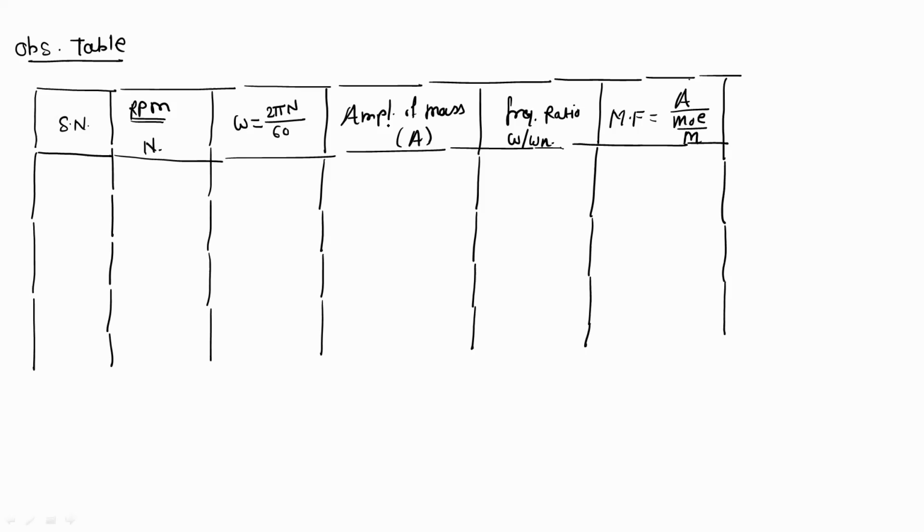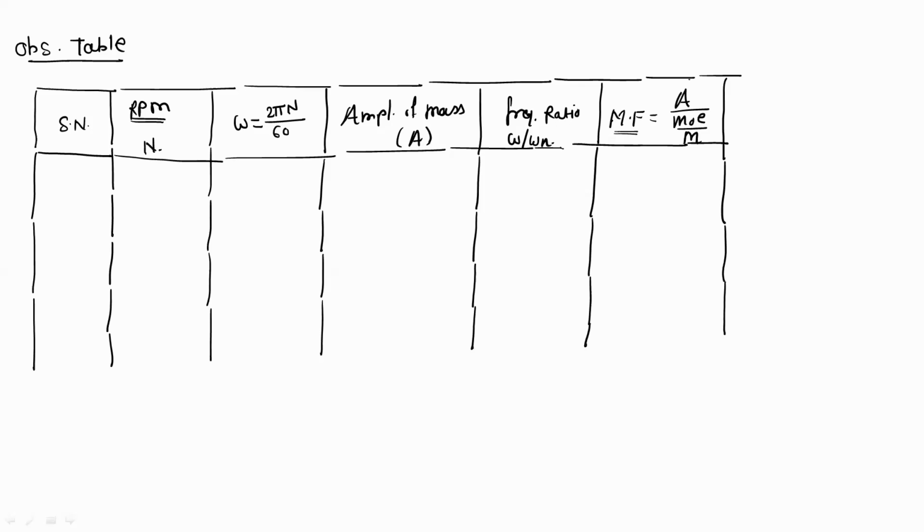Then we will measure the amplitude of the mass during the vibration. So this is the capital A. Then we will take frequency ratio omega upon omega n. So we have to divide this omega by the natural frequency. So we already have the value of natural frequency. And then we will find out the magnification factor. So you have studied magnification factor in the forced vibration.